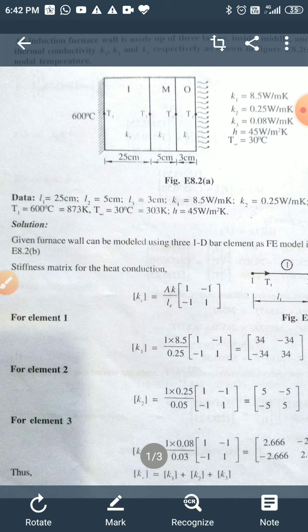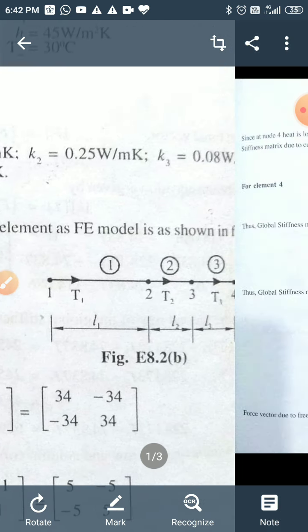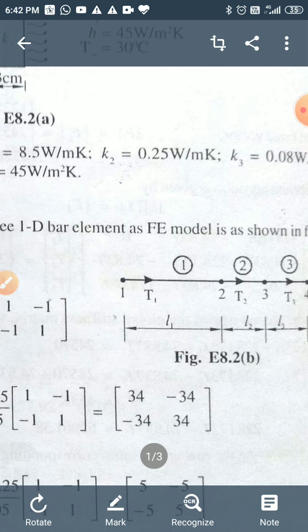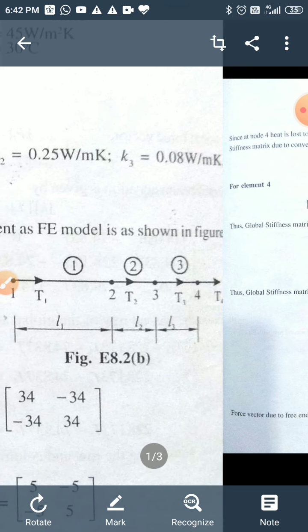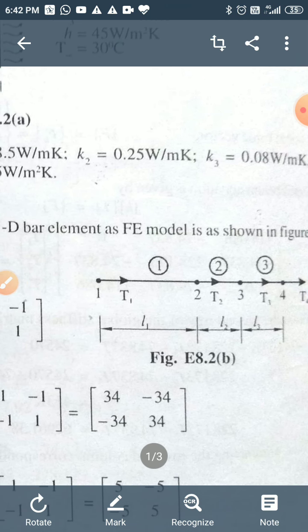Similarly, with bar elements, we are going to draw the FE model. Consider the linear diagram as shown in the figure, where 1, 2, 3 and 4 are the nodes, T1 is the temperature in the first element, T2 is the temperature in the middle element, and T4 is the temperature in the third composite material. The inlet and outlet temperatures are given. We are going to find the temperatures at the intermediate nodes T2 and T3. In this also it is very simple.